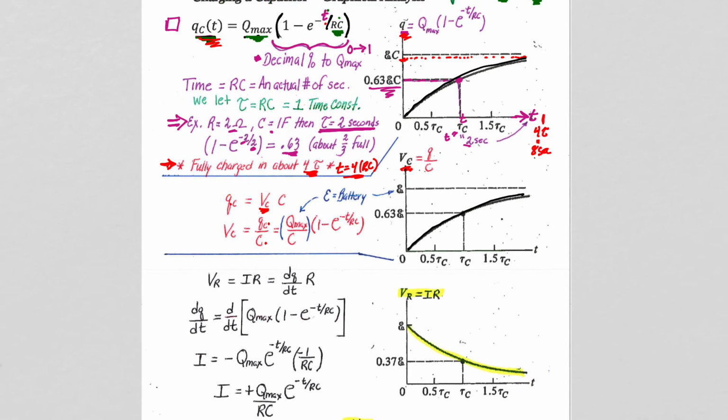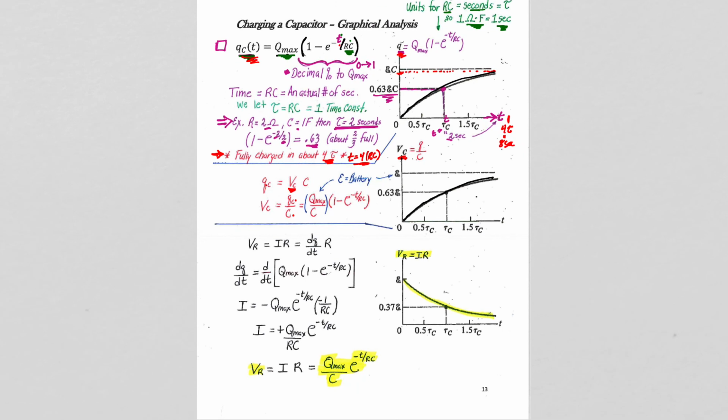And the last thing we can see that flows from our Q as a function of t equation is if we want the voltage across the resistor that's in line with the capacitor as it's charging, then we need V equals IR for that resistor, I equals dQ/dt, and there you have it. We are going to take the derivative of that Q equation that we memorized, Qmax times the quantity 1 minus e to the minus t on RC. We take the derivative, and look what we get.